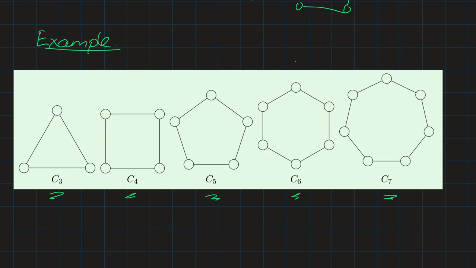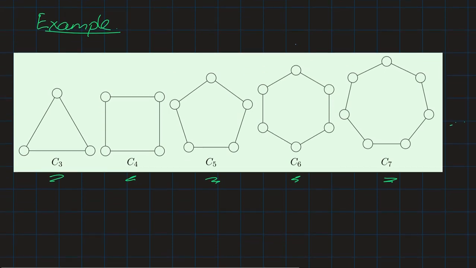So cyclic graphs are easier to understand than complete graphs. There are fewer edges in cyclic graphs. These are the cyclic graphs, and it keeps going. It doesn't stop at 7, obviously. You can make a cyclic graph as big as you want.